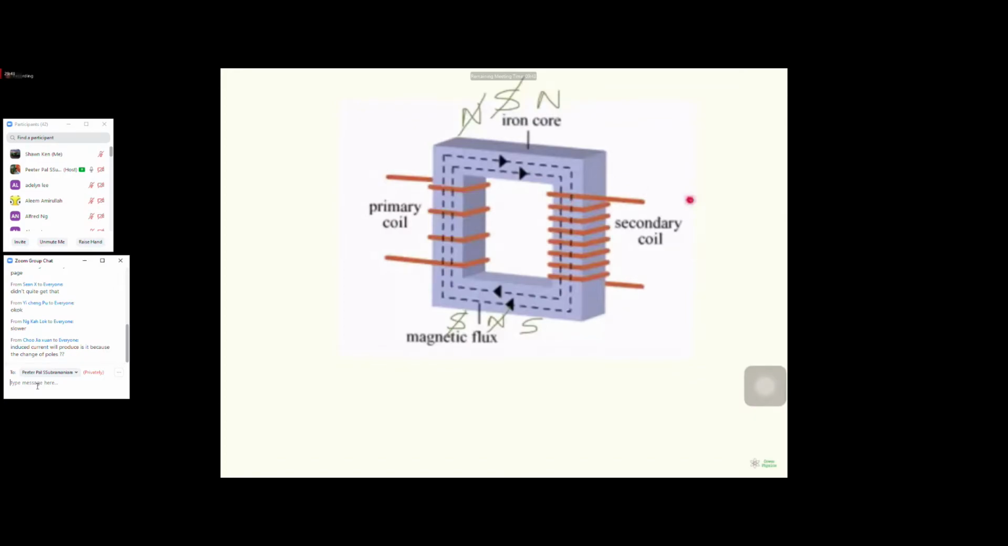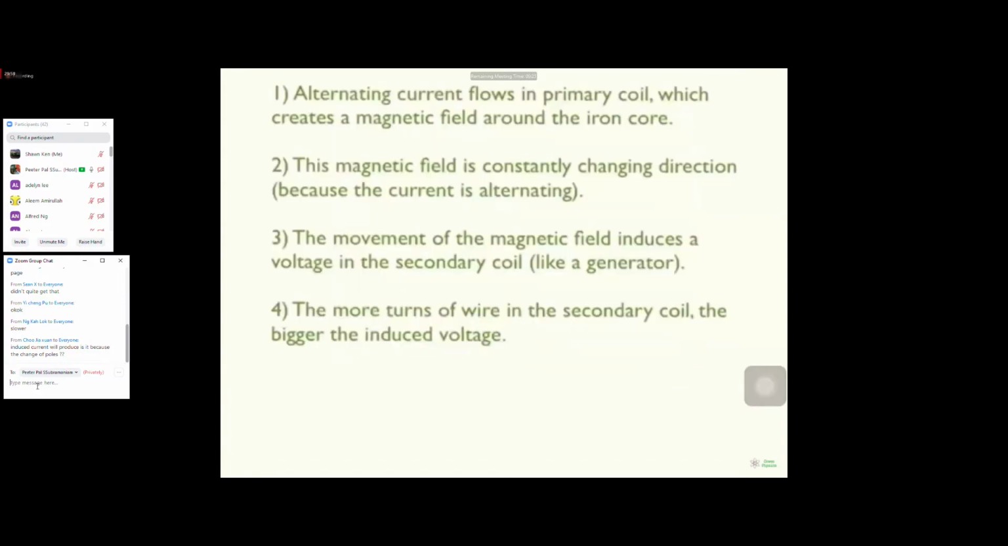The more wires we wind around the secondary coil, the bigger that induced voltage is going to be. That's where our transformer equation comes in, and we'll come to that in a moment. But you can see here the primary coil has fewer windings than the secondary coil. This means that the voltage will be increased by this transformer. Time for a quick summary then. We have 4 steps to success.